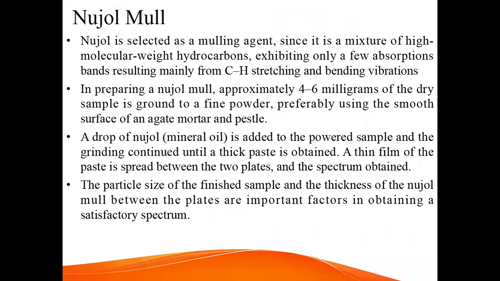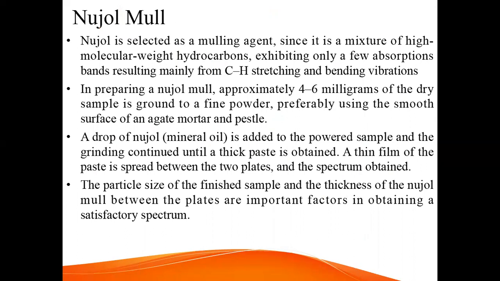Nujol mull. Nujol is selected as a mulling agent since it is a mixture of high molecular weight hydrocarbons exhibiting only a few absorption bands, resulting mainly from carbon-hydrogen bond stretching and bending vibrations. In preparing a Nujol mull, approximately 4 to 6 milligrams of the dry sample is ground to a fine powder, preferably using the smooth surface of an agate mortar and pestle.